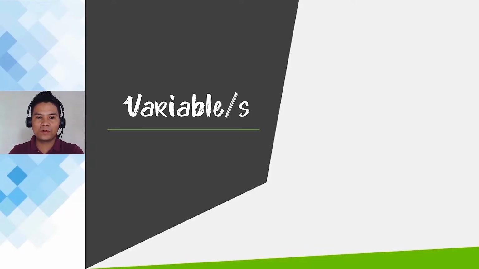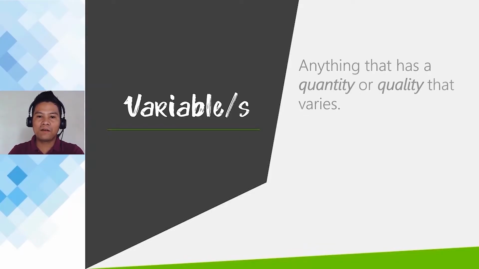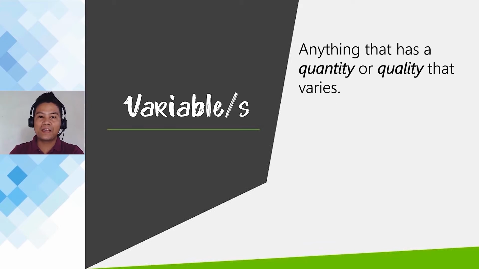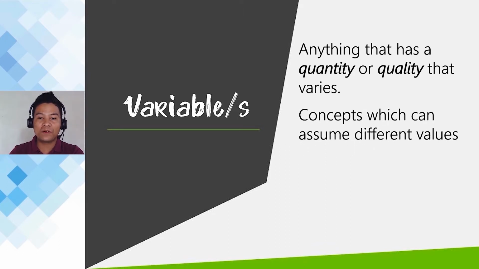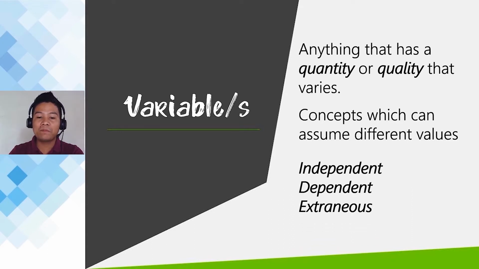Variable or variables. What is a variable? A variable is anything that has a quantity or quality that varies, concepts which can assume different values. In this lesson, we will discuss three variables. We have independent, dependent, and extraneous variable.